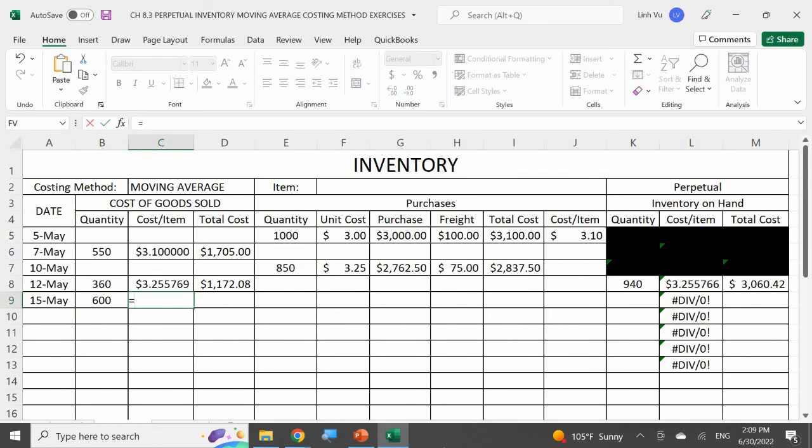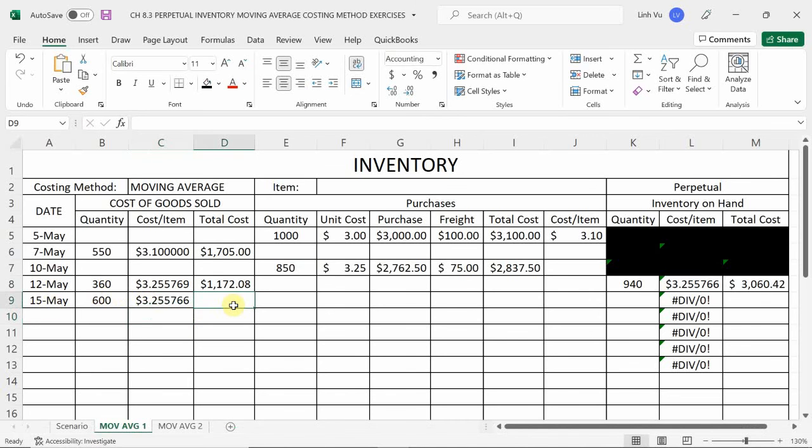Right now, my average cost is that number, except it dropped significantly. It dropped 3,000th of a penny. So in this case, what is my new cost of goods sold for selling 600 units at 3.255766? Mine didn't change to 6. It stayed at 9.